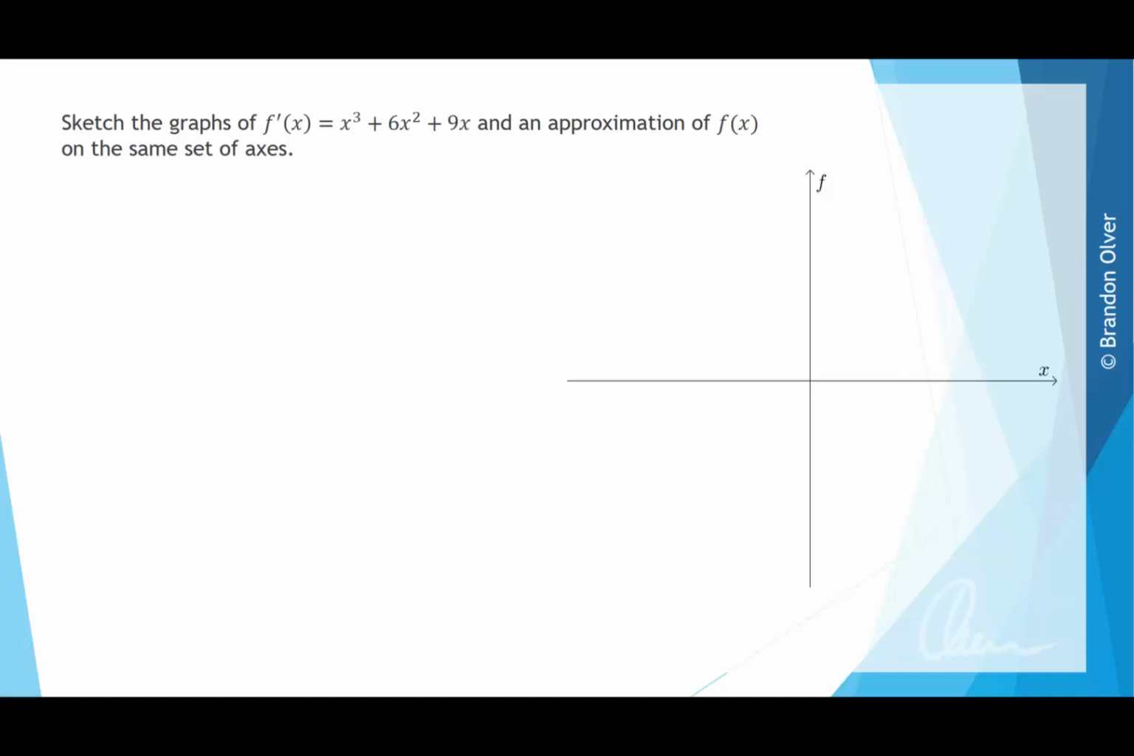Sketch the graphs of f'(x) = x³ + 6x² + 9x and an approximation of the original graph f(x) on the same set of axes. To start off this question, we're going to find when f'(x), the derivative, is equal to 0. And the reason why we do that is that it finds us the stationary points on the original graph.